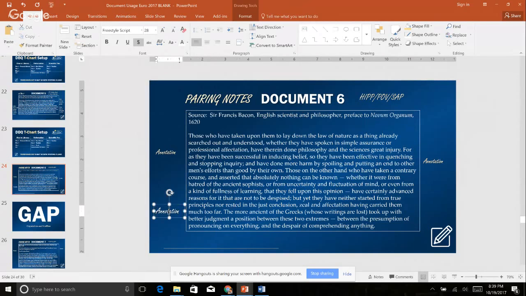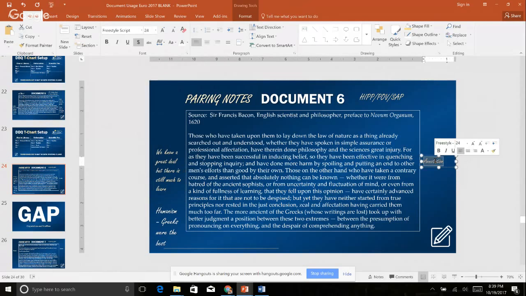Now, note here that we've got a bit of humanism, okay, that he is looking to the Greeks. The Greeks were the best, okay? Now, we also see here that we know a great deal, but there is still much to learn. Okay, we can note here that the scientific revolution is expanding knowledge, thanks to the printing press. Okay, so we are in a situation where there are a lot of things going on here.